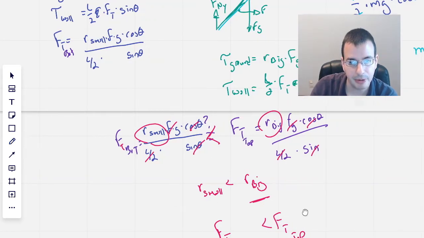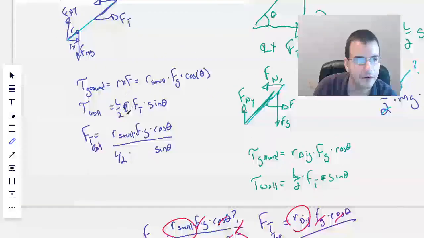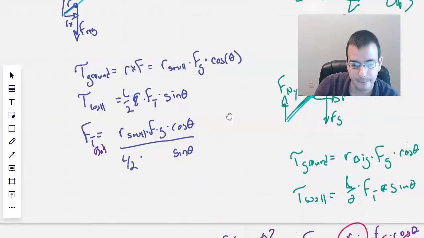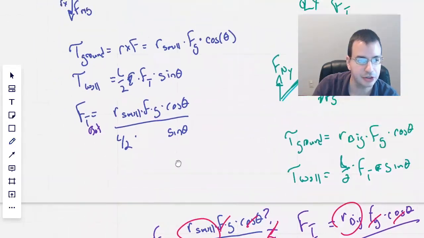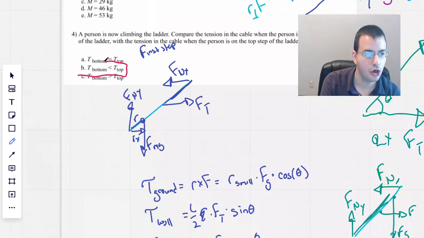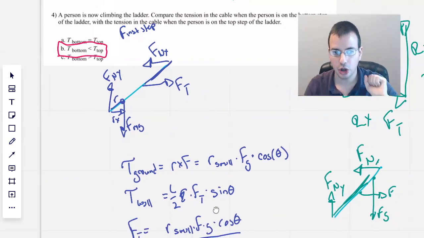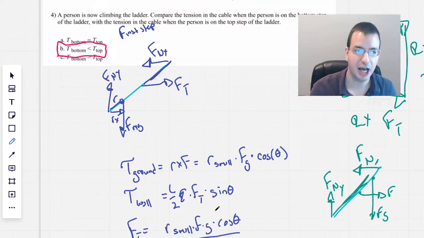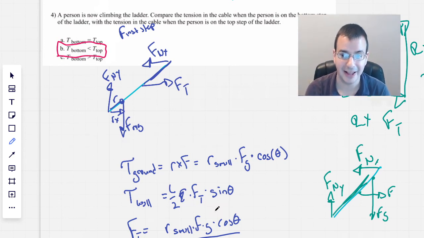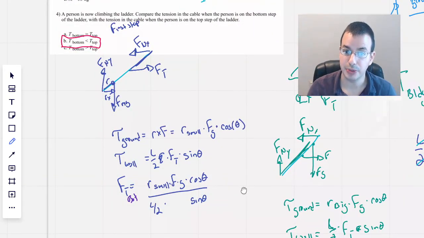And let's see if that's a possible answer. Force tension on the bottom is less than force tension on the top. Okay, so it'll be this one right here. So there's the overly mathematical, analytical way that I did it, where we set up two scenarios. This is when it's on the bottom, this is when it's on the top. I solve for tension on the bottom, I solve for tension on the top step, and then I start canceling everything out and see which one is bigger.